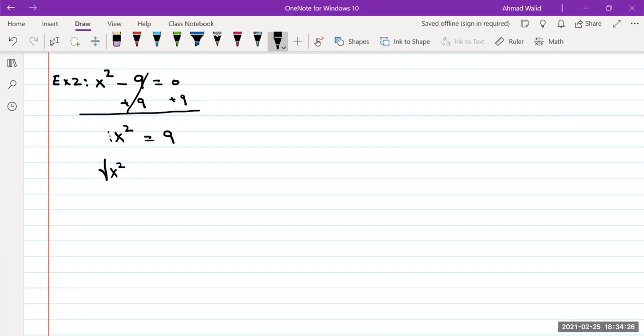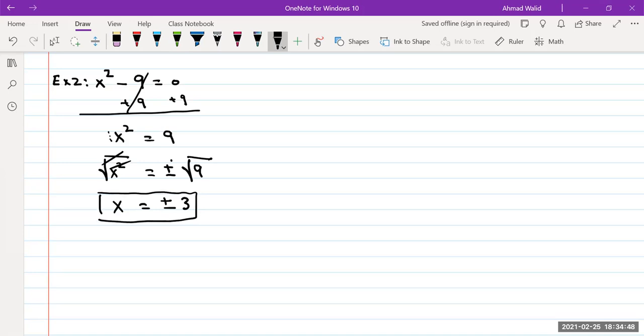The square root of x squared equals plus minus the square root of 9. This square root cancels out with the square sign. It means x equals plus minus, what is the square root of 9? The square root of 9 is 3. You see here you actually have two answers. One of the answers is 3 and one of the answers is negative 3.